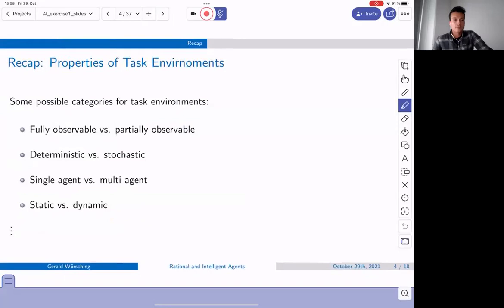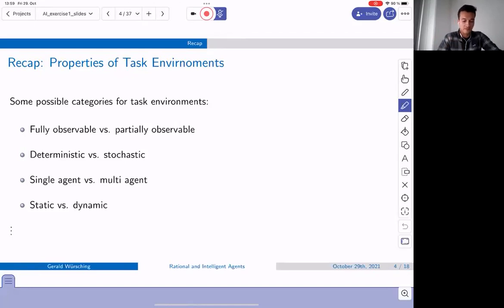Now, when talking about rational agents, one thing that's very crucial in designing an intelligent agent is to understand the task environment, right? So we have to understand what is our environment, which the agent is perceiving and acting upon. And in the lecture, we defined some categories to characterize a task environment. And I just posted four of those here. In the lecture, I think it was seven to eight. So it's just the most important ones that we're going to need for the exercise today.